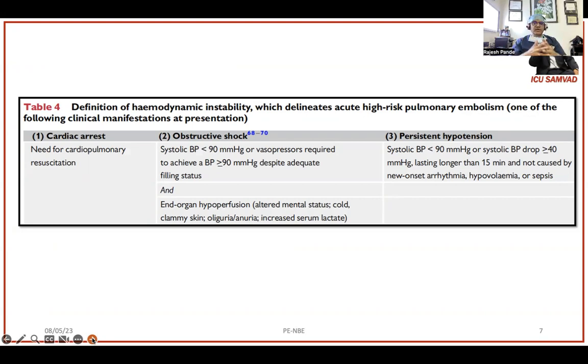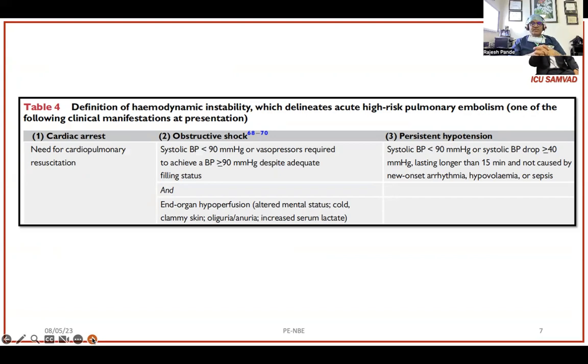So let us see, this is an acute high risk pulmonary embolism, where patients are hemodynamically unstable. This patient can be in cardiac arrest. He can be in obstructive shock, because we know there is a physical obstruction. So pulmonary embolism is a classic example of obstructive shock. Systolic blood pressure is less than 90 millimeter mercury. With vasopressors only, we are able to achieve BP more than 90 despite the adequate filling status. And there is sign and symptom of end organ hypoperfusion, that is, organ dysfunction is appearing. Organ SOFA may be high. Altered mental status, cold clammy skin, oliguria, anuria, increased serum lactate could be there.